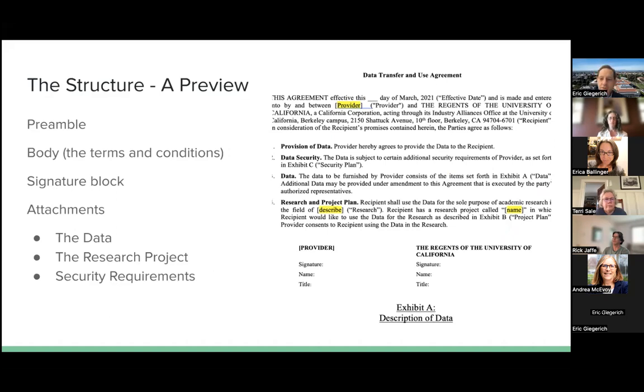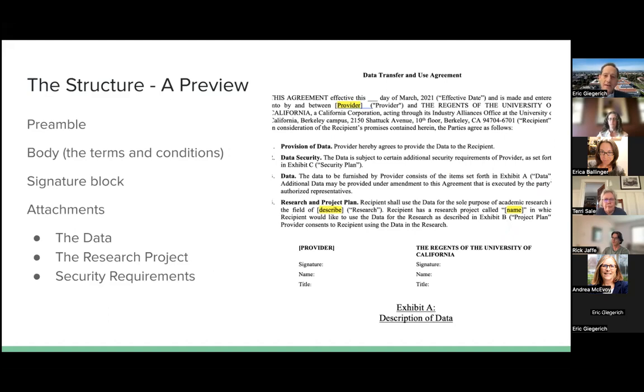Okay, with that, let's just go through a simple data use agreement. And again, this is just an example. It's a little bit of an abstracted example. Your data use agreement may look quite different. Probably won't look different appearance-wise, but it could have a number of different terms.